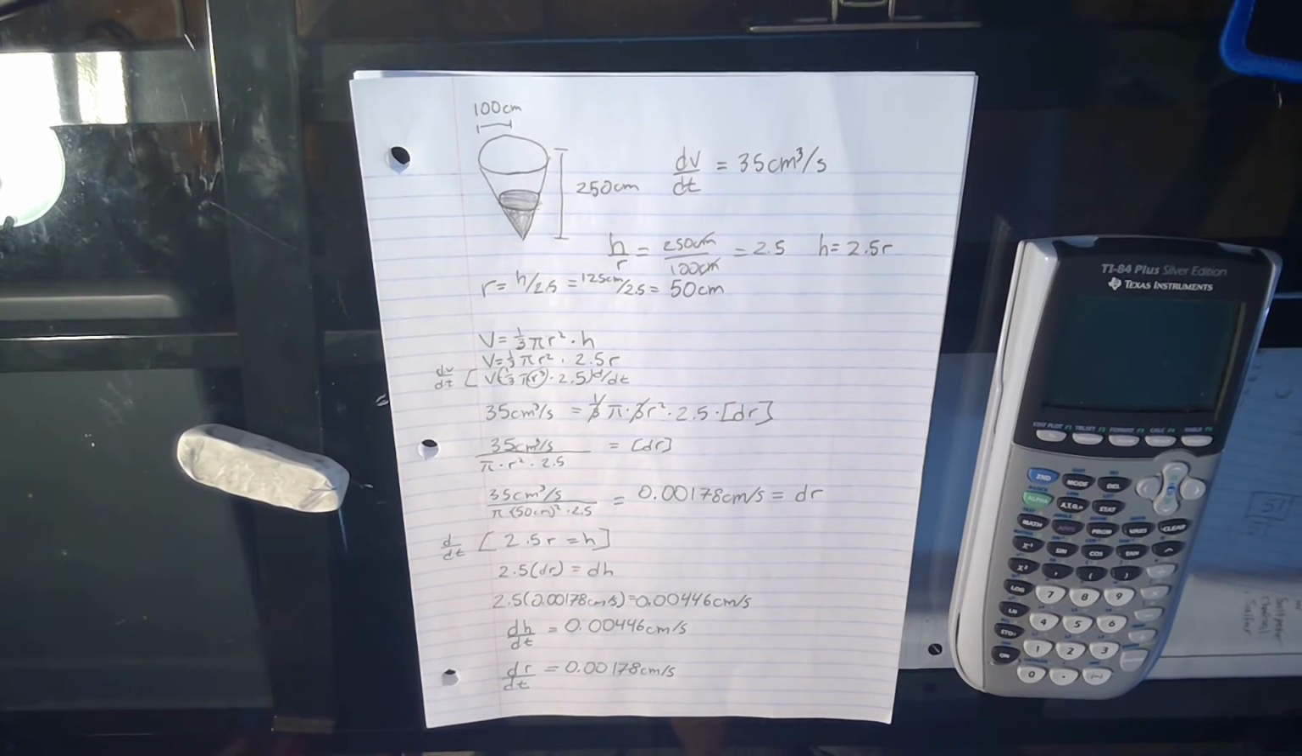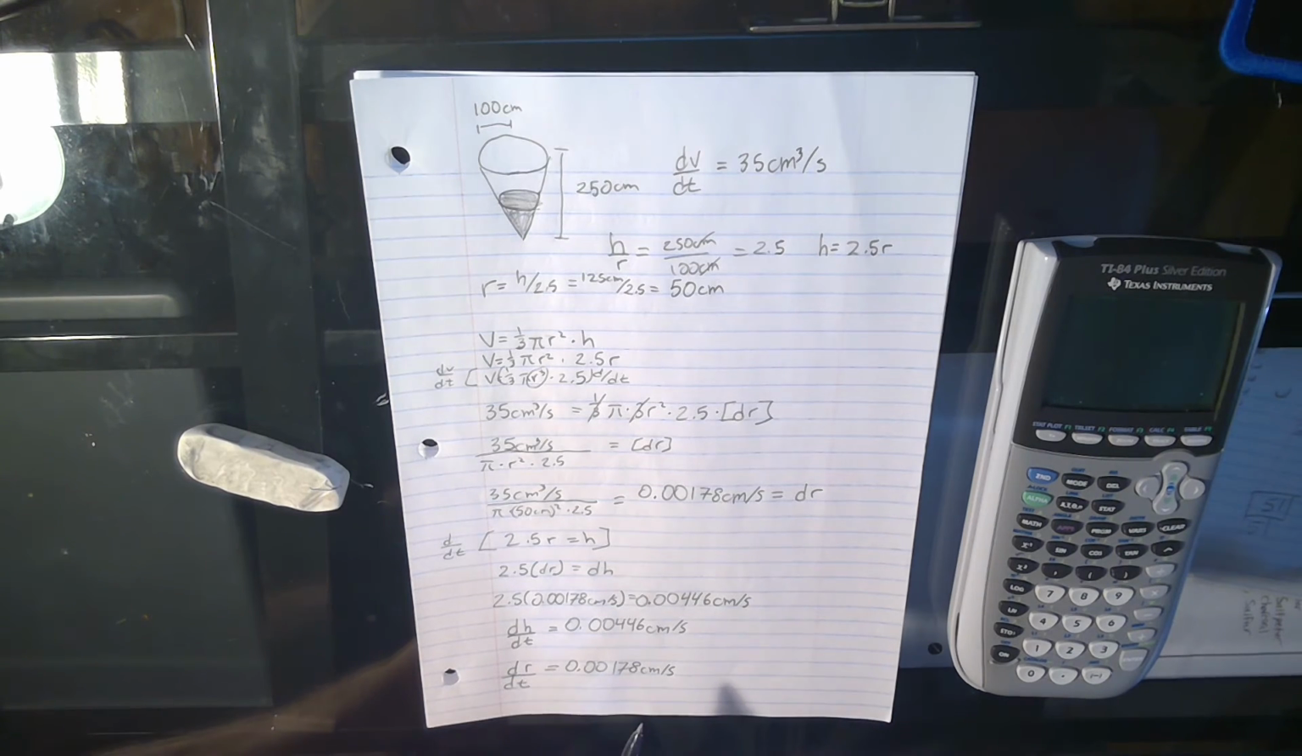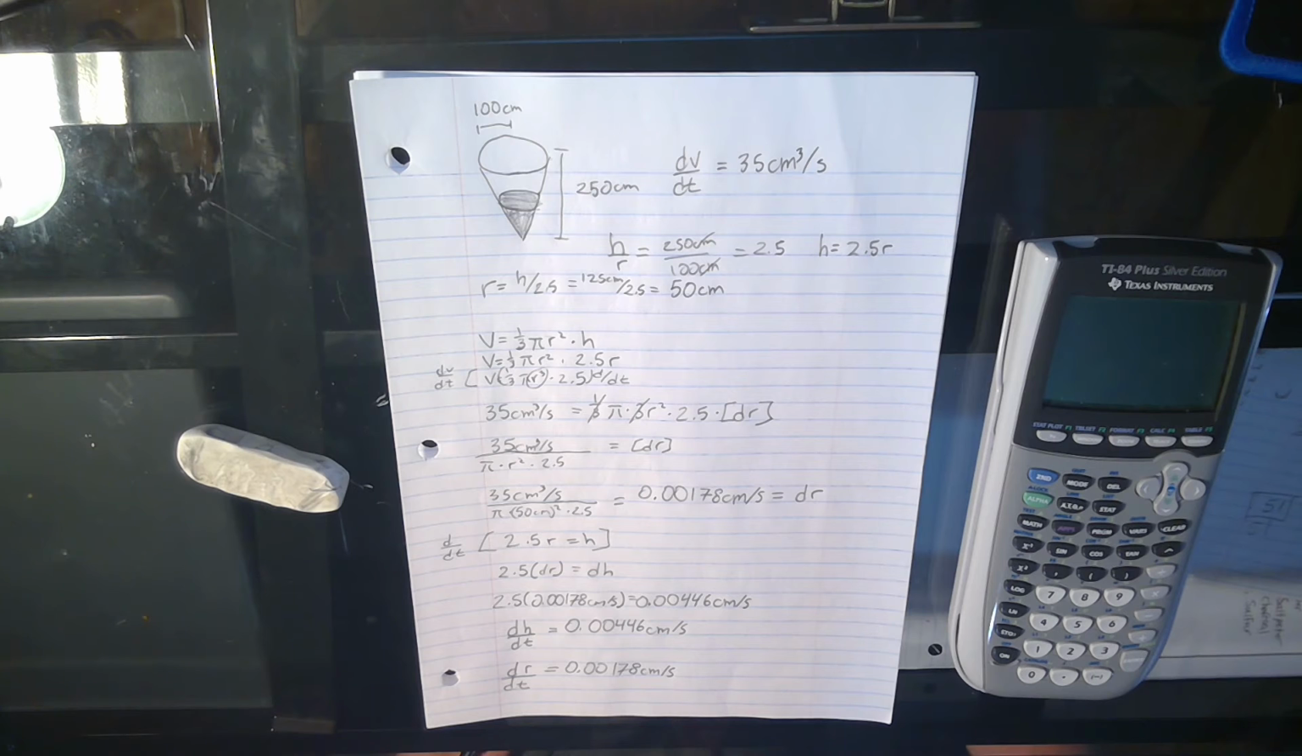I did this before, and I got it wrong. I realized I got it wrong because my units at the end of it were centimeters cubed, and I knew it couldn't be that because I was solving for the height. It had to have been centimeters per second. So plug all the numbers in. You get 0.00178 centimeters per second, which is the rate of change of the radius at the moment that the height is 1.25 meters.